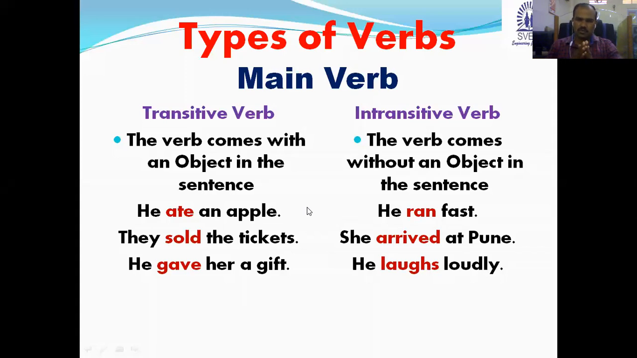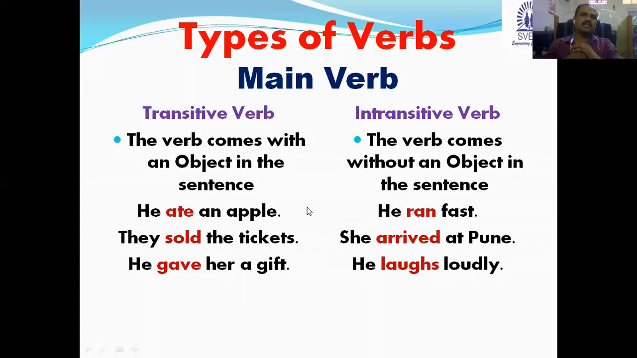If you wish to know what exactly a transitive verb and an intransitive verb are, simply we can say that transitive verb means sakarmak kriyapad. The verb with which an object comes is called sakarmak kriyapad. And what is an intransitive verb? That is called akarmak kriyapad in simple language in Marathi.